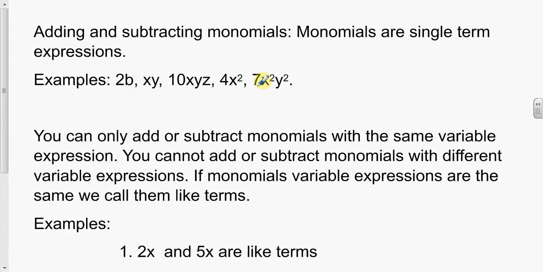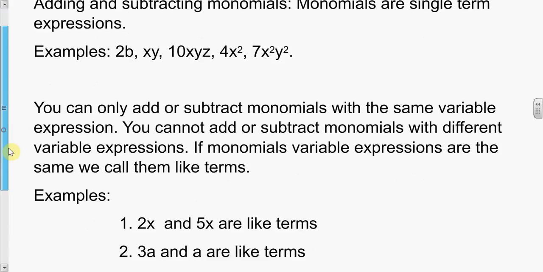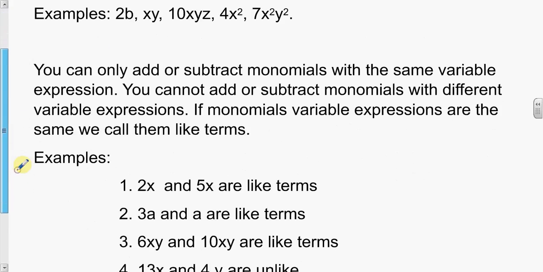I can only add or subtract expressions, monomials, with the same verbal expression. Here are some examples. 2x and 5x are like terms. They both have an x in them, and it's x to the first power. Here, 3a and a are like terms. This a is understood to be 1 times an a. The 6xy and 10xy are like terms. They have xy in them. That's the same verbal expression.